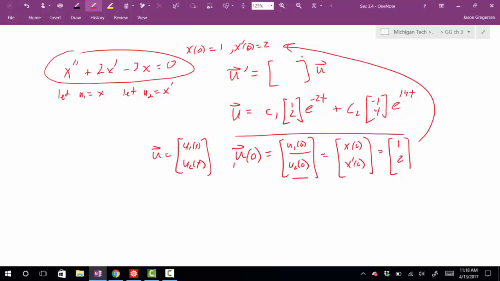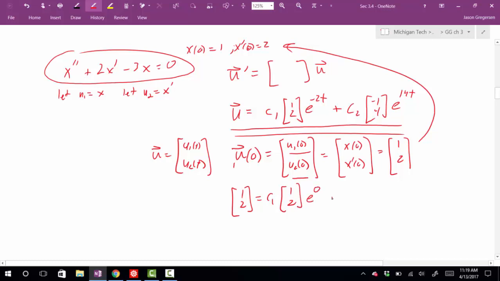And then how do we actually apply the condition? Here's my solution. And all I'm saying is, what is u? u is 1, 2 apparently, when t is 0. And so e to the 0 is just 1. e to the 0 is just 1. And you can solve this however you want, right? You can expand it in two equations and add or subtract equations. You could rewrite it in matrix form.